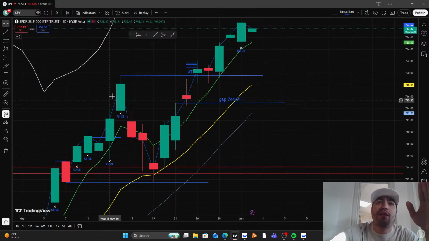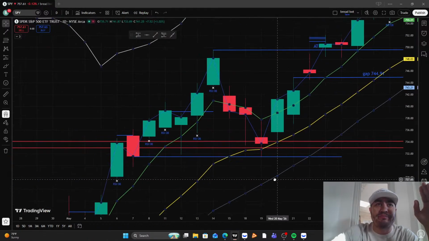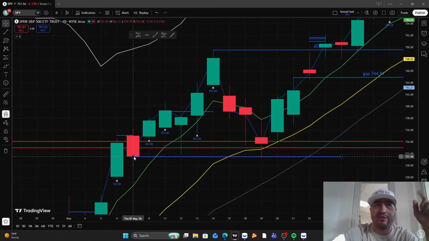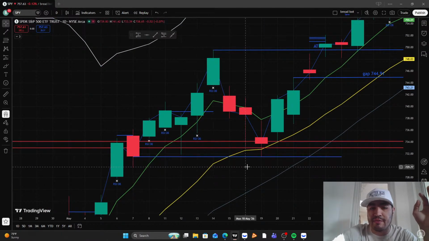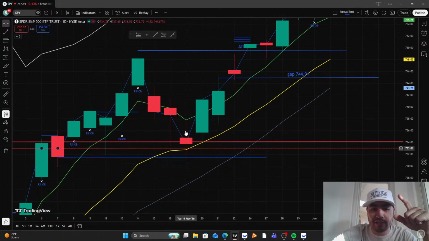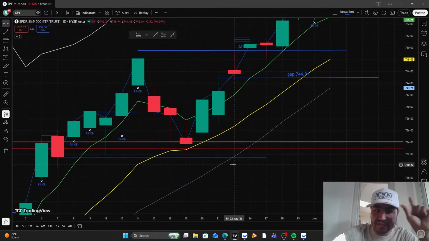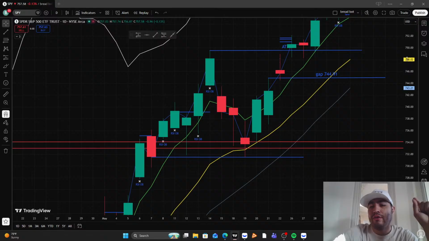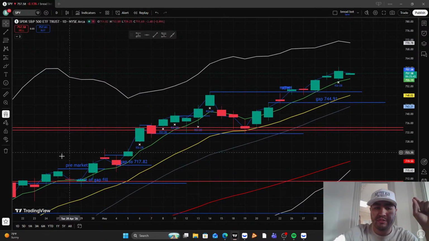Anyway, like I was saying, I kept this little gap line right here on a smaller time frame. It looked like it touched right here and bounced back up. Technically it did not fill. Also, we've got multiple gaps underneath over here.